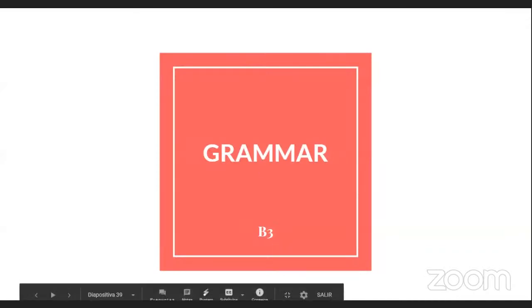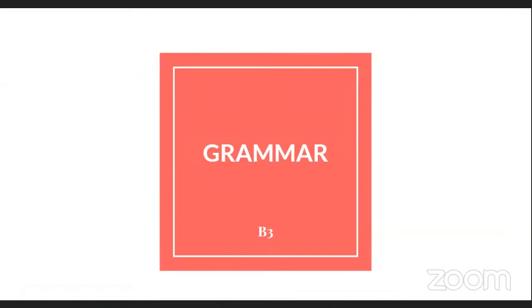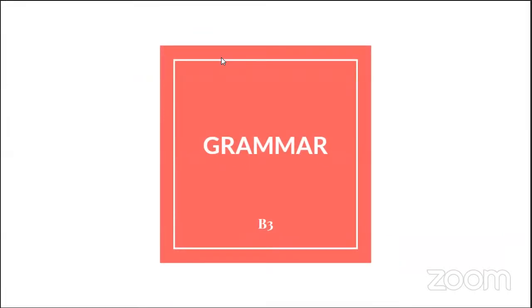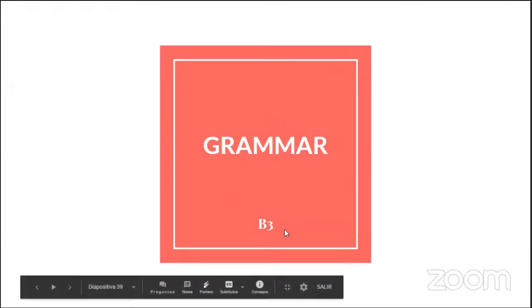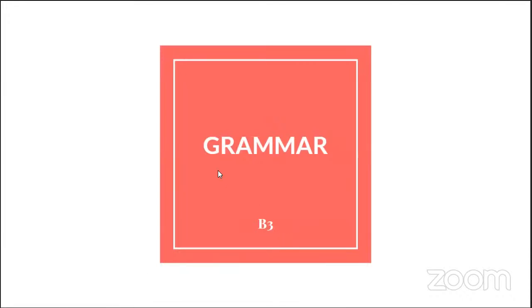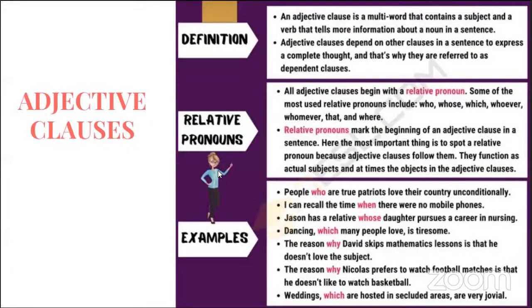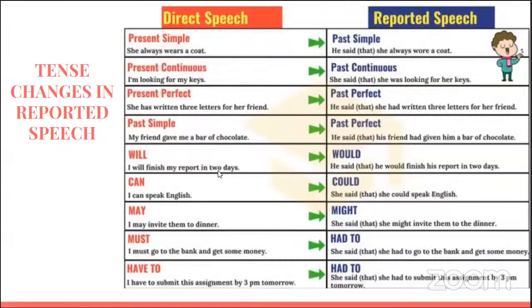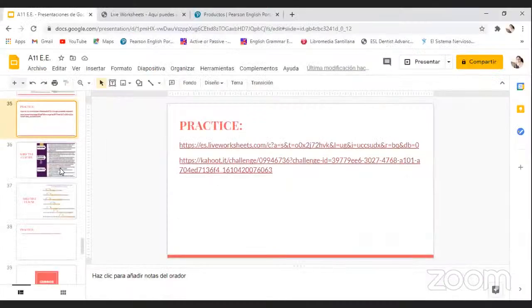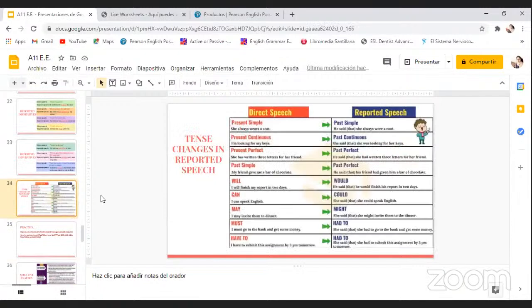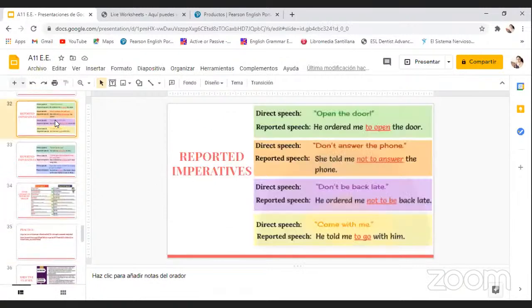So let's see. I think we can now begin with our class. And there is something that I would like you guys to do before we begin with grammar related to the third unit. Is the practice that I have here. Remember that we did exercises about reported imperatives. Do you remember? We did this, reported imperatives.